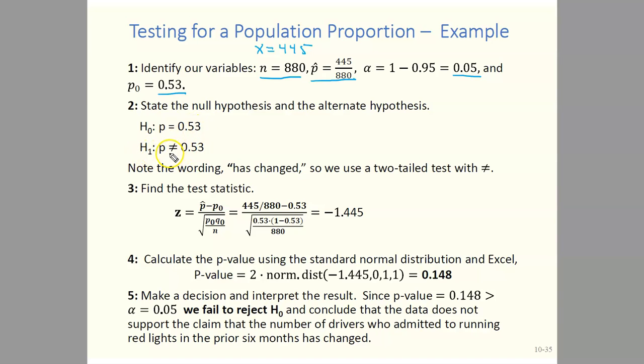Our alternate is going to be that the proportion of adults who admit to running red lights has changed. So it does not equal 0.53. Now notice the wording "has changed" was used in the problem, so that's why we're using a two-tailed test here. The problem didn't tell us which particular direction we're expecting a change in the true population proportion, so we use a two-tailed test. Now we just have to calculate our test statistic, so right here it is.